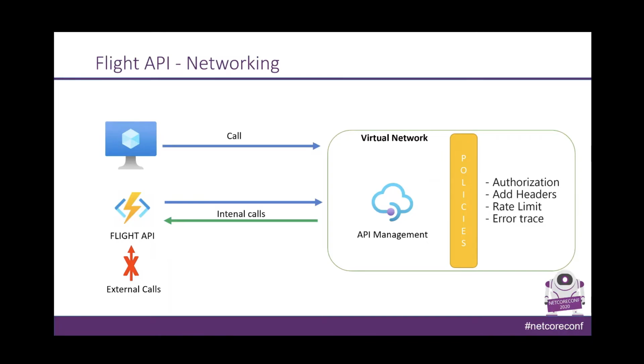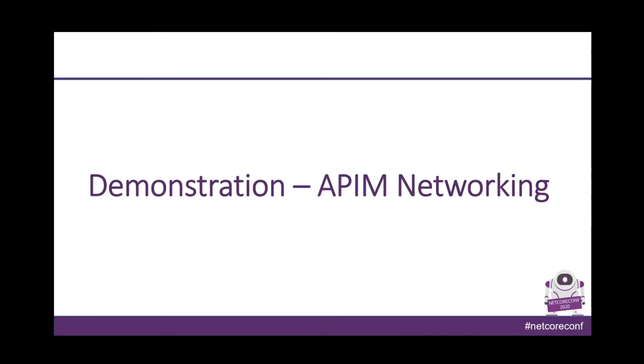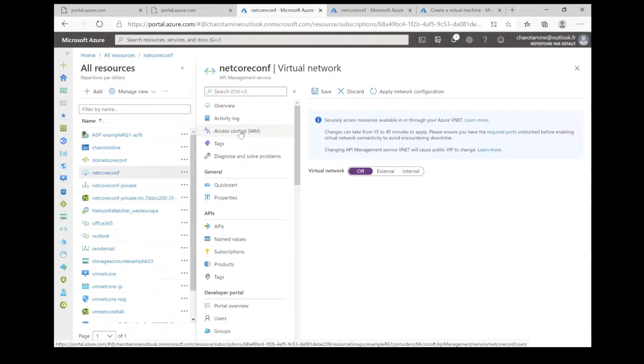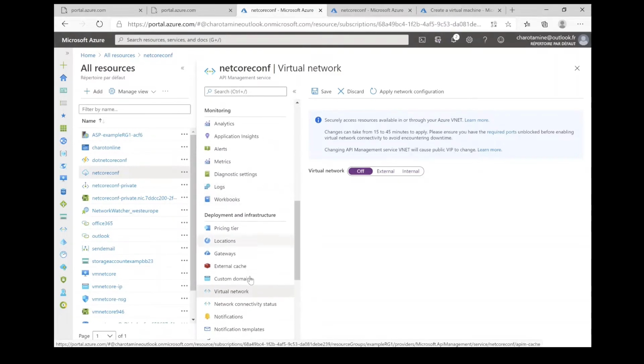It's easy. First, we have to restrict every external call on the function app and allow only the API management to send requests to our function app. And since our API management is inside a virtual network, only the VMs that have access to this virtual network may request our instance of API management. So we're going to see all this throughout the demonstration. Don't move.